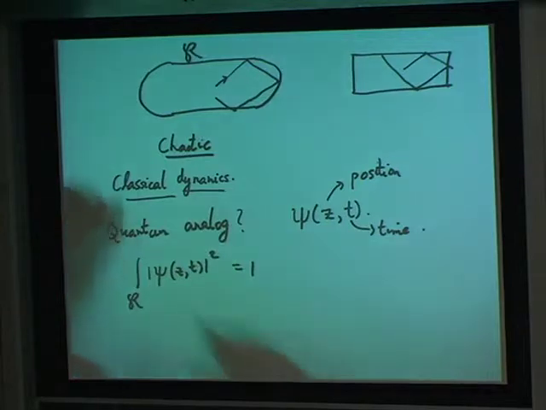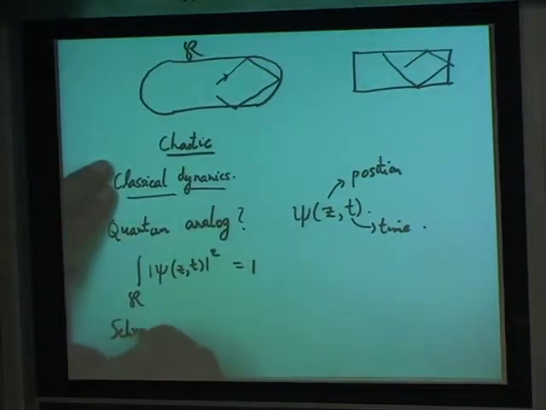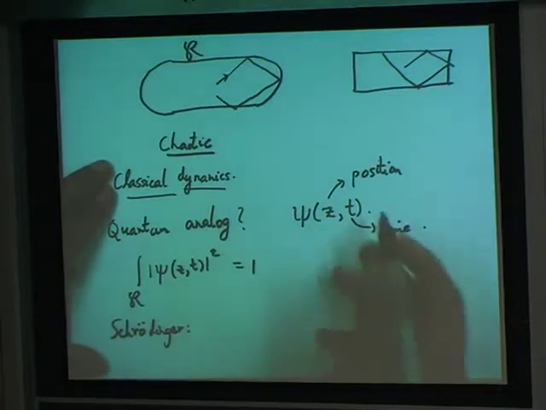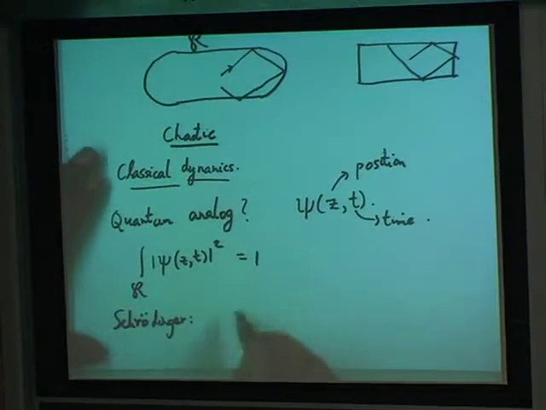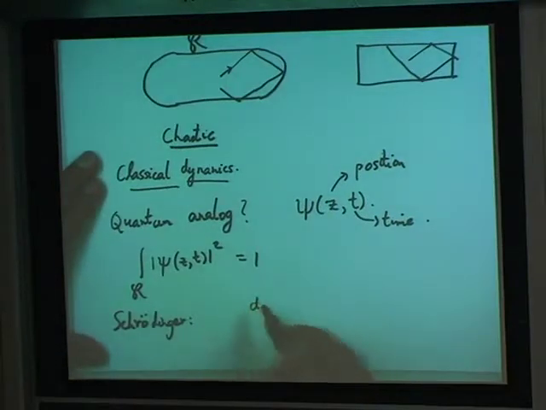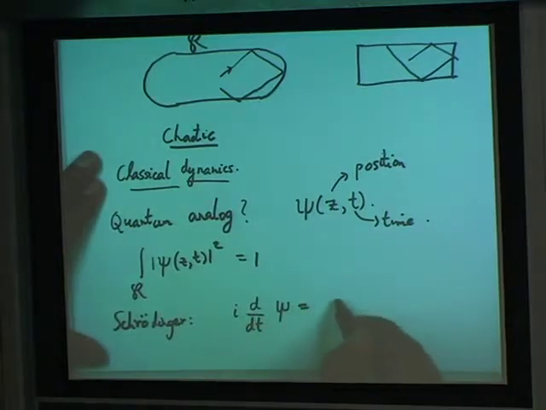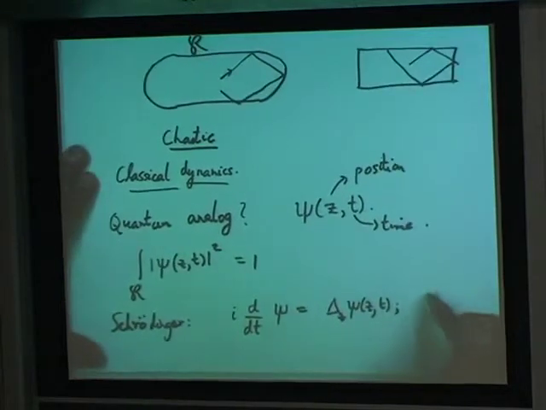Then there's something called the Schrodinger equation, which tells you how these wave functions evolve as a function of time, and usually you'll say something like the derivative with respect to time is given by the Laplacian with respect to position. The Laplacian you could think of as just being, let's not worry too much about the signs, something like the second derivative with respect to x plus the second derivative with respect to y.